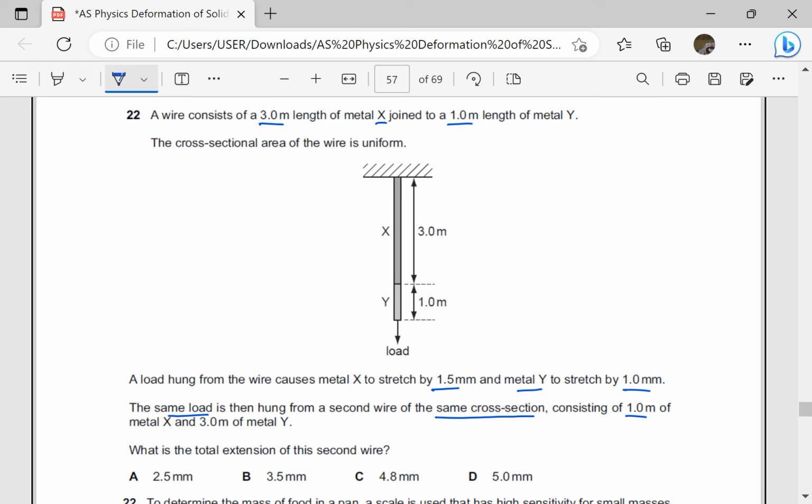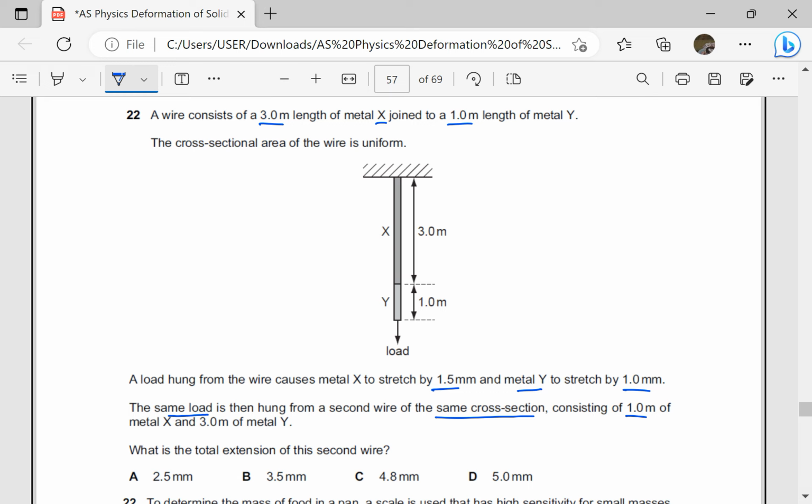So we have two wires. Both wires are composite wires having X and Y. For the first, X has length 3 meters, Y has 1 meter, and X stretches by 1.5 and Y stretches by 1.0. For the second wire, X has 1 meter and Y has 3 meters. Now we want to find the extension of the second wire.